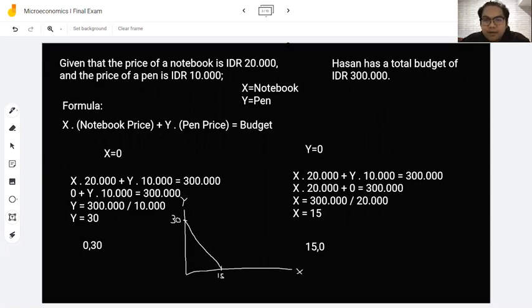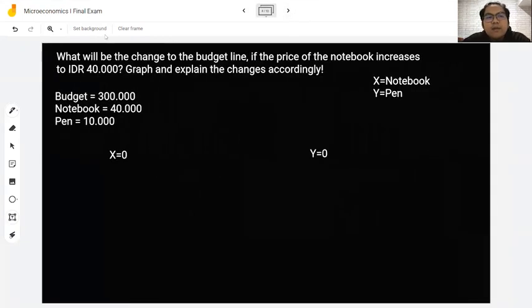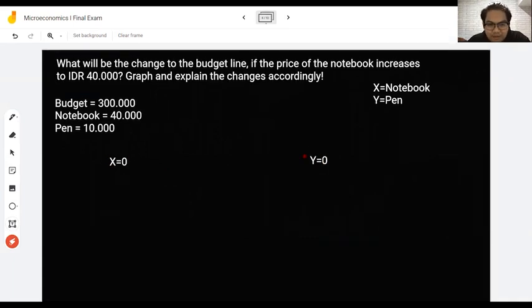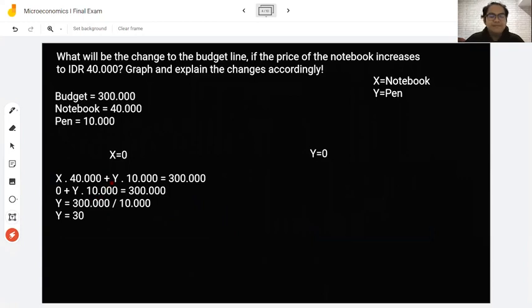Okay, the next question, question B. What will be the change to the budget line if the price of the notebook increases to 40,000? Draw the graph and explain the change accordingly. It is pretty much the same as before. We must calculate if X is 0 and if Y is 0 also. I already prepared the equation. It's pretty much the same, but the notebook price has changed to 40,000.